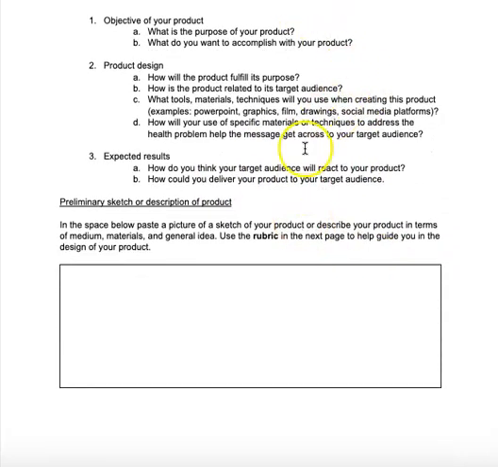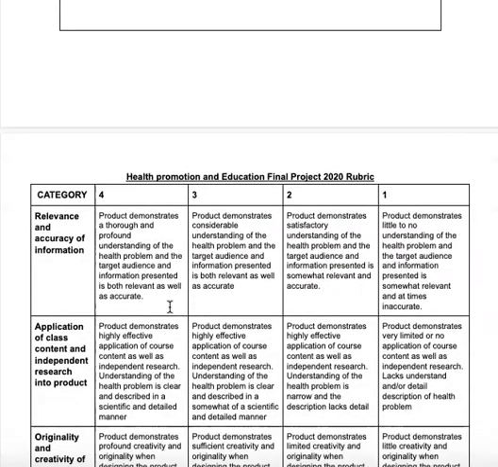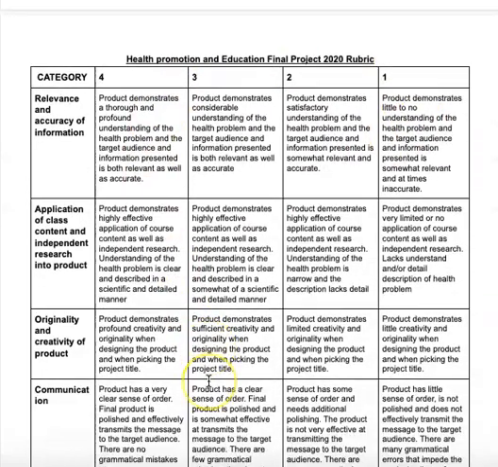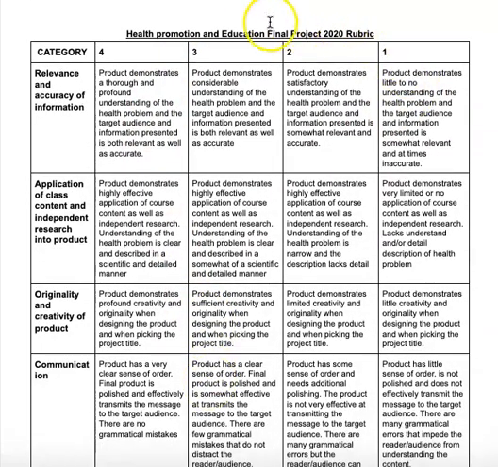Once you've got all of those questions, now you're going to do a preliminary sketch of your product. In the space below, you can either paste a picture of a sketch of your product, or you could describe your product in terms of materials, medium, and general idea if your product cannot be sketched, if your product has to do with maybe a website or maybe a documentary. Use the rubric in the next page to help guide you in your design of the product. This is going to be the rubric that I'm going to be using to grade your final product.